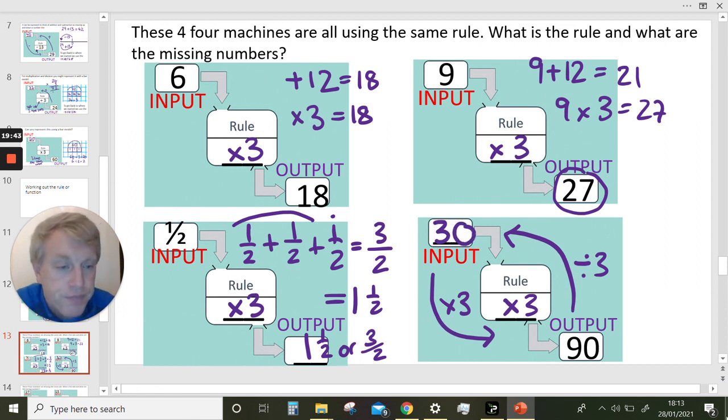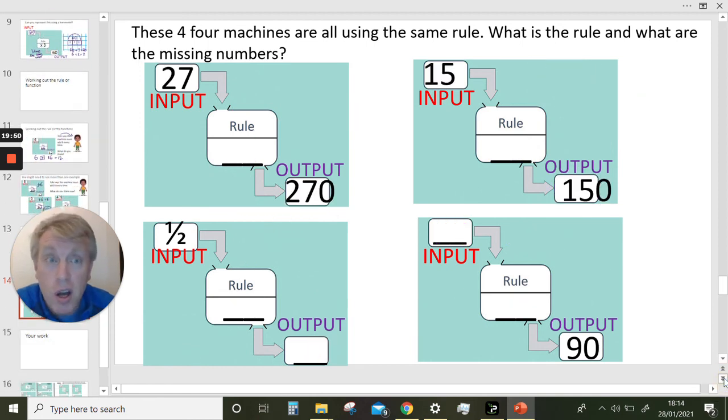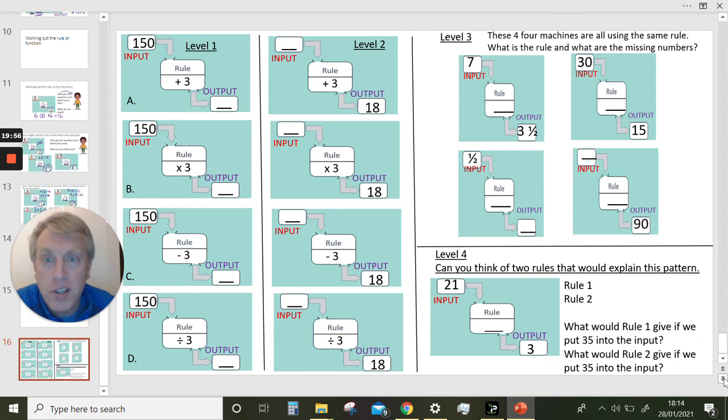Okay. Well, I hope that all makes sense to you. And we're going to show you some of your work. We've got this question, very similar question. And then we have some more of your work, level 1, level 2, level 3. Have a go. If it's difficult to print things out, just write on a piece of paper, level 1, A, and then work it out and tell me what you think the output number is.